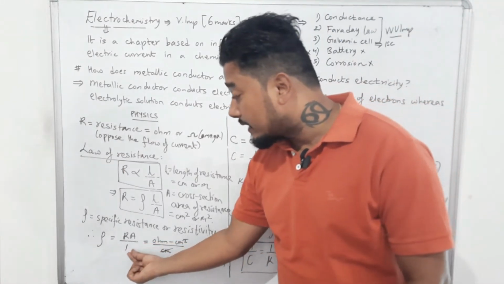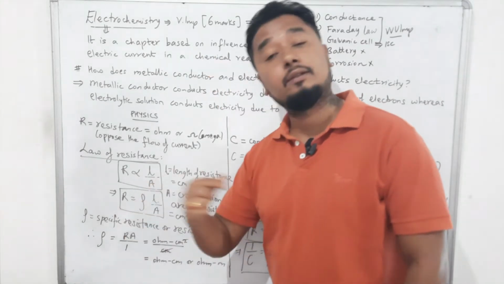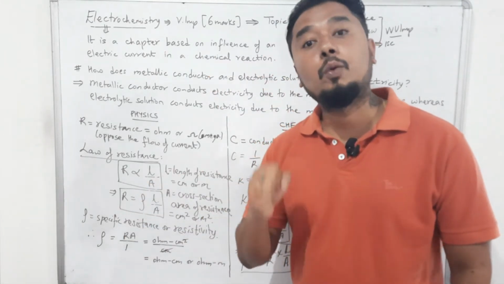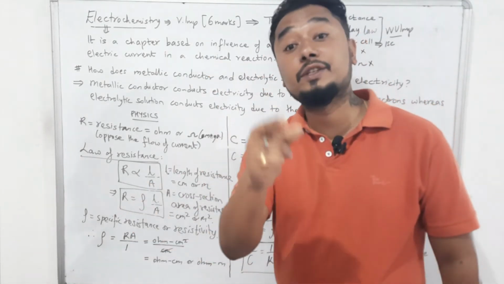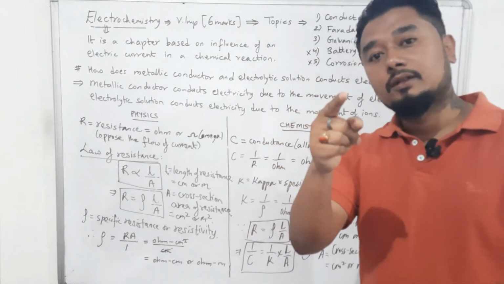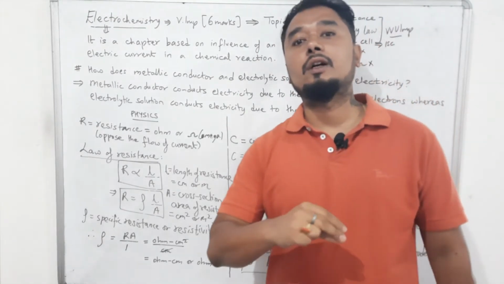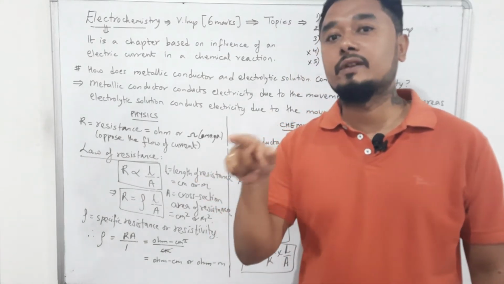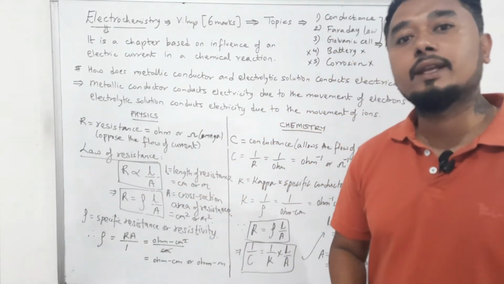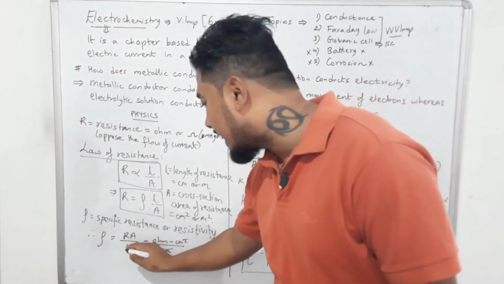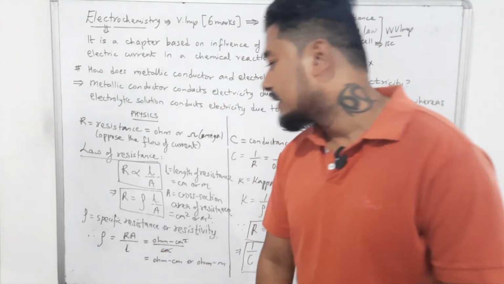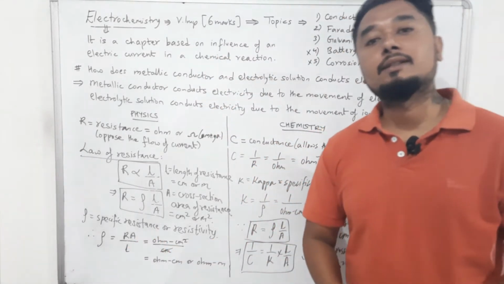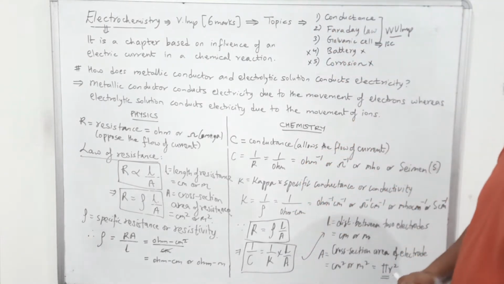So here I am writing rho is equal to Ra1. So the formula of resistivity, specific resistance from today is Ra1. Here R means resistance, A means cross-section area, and actually it is not 1, it is L, but we can call it 1 right now, and that is the length. Hope you all understood.